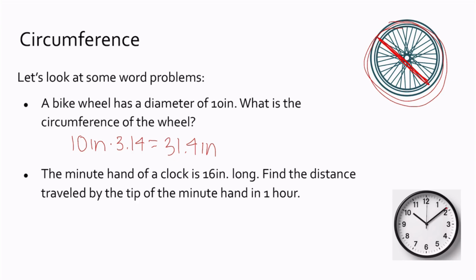Now this one tells me that the minute hand of the clock is 16 inches long, and I want to find the distance it travels in 1 hour. The minute hand only goes halfway across the clock, so it's the same as a radius, which means I need, in order to find the diameter, to double this. So the diameter is 32 inches times 3.14 is 100.48 inches. So in 1 hour, the tip of the minute hand will travel 100.48 inches.